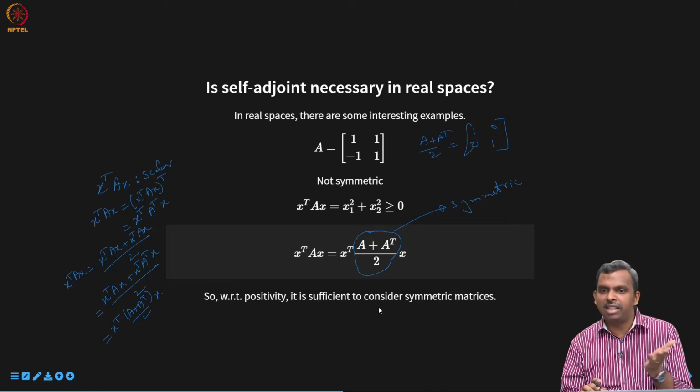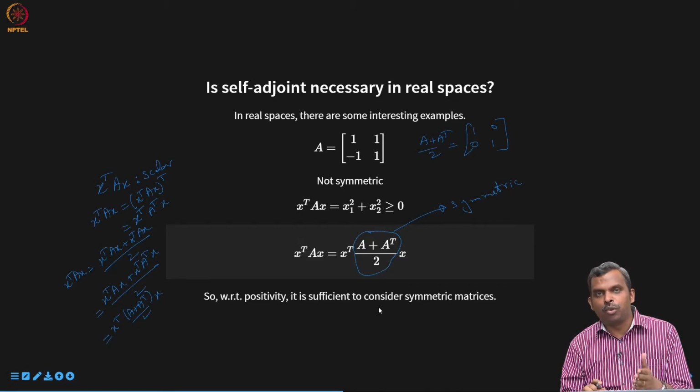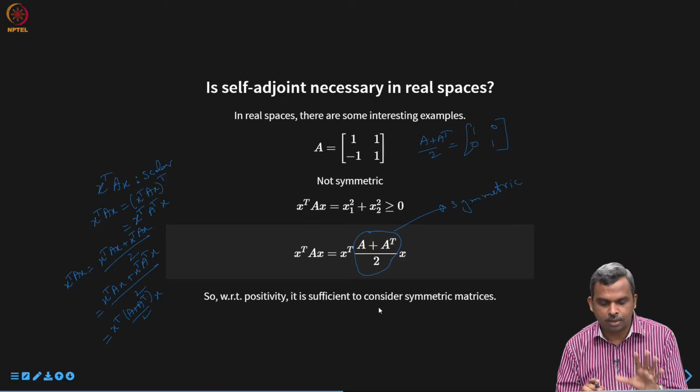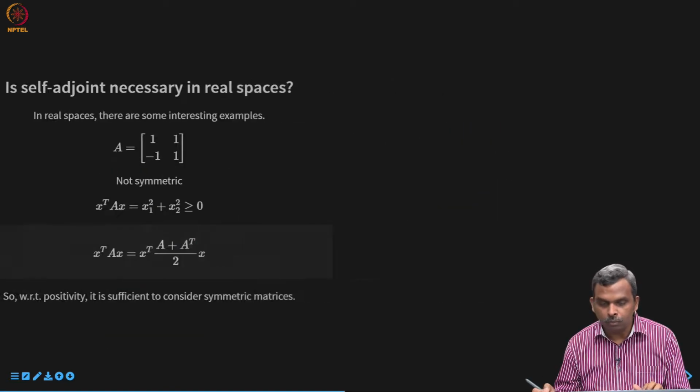In the complex case anyway it's going to be self-adjoint once it's real. In the real case, even if you have something which is positive but not symmetric, you might as well move to the symmetric version and get the same quadratic form. Okay, so this is something good to know.